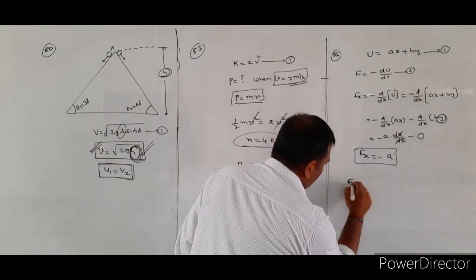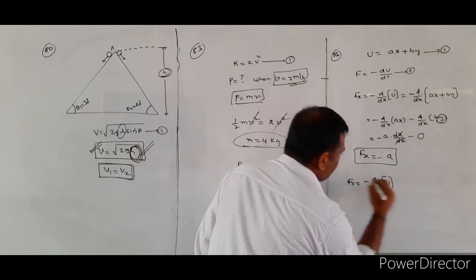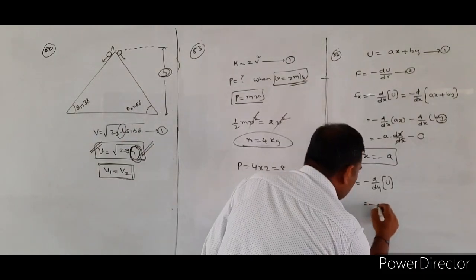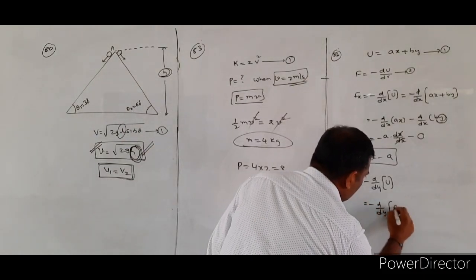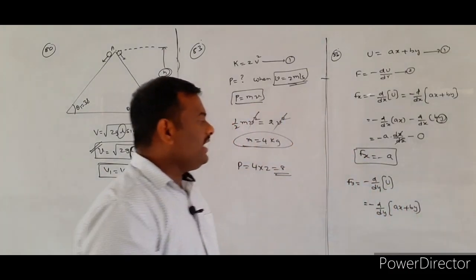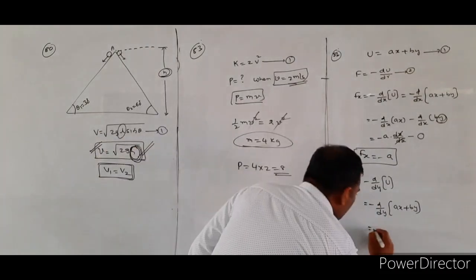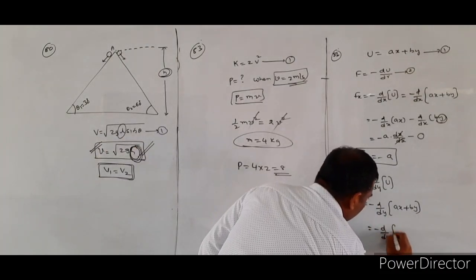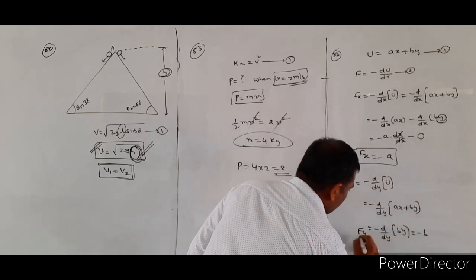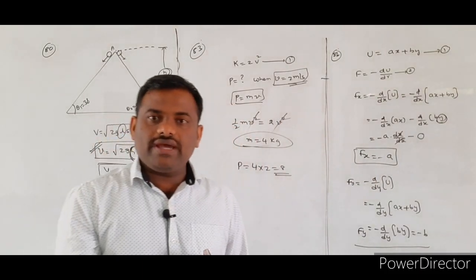Similarly, we are going to calculate Fy. Fy is equal to minus d by dy of U, so minus d by dy of (ax plus by). Here, for the x component, the derivative with respect to y is equal to 0, so we directly write that. Therefore, minus d by dy of by is equal to minus b. So you got the Fx and Fy values.